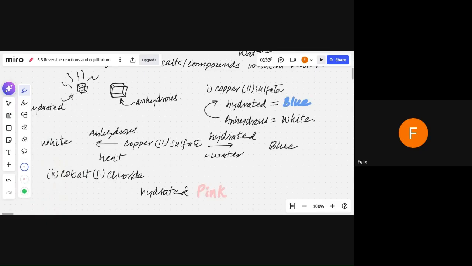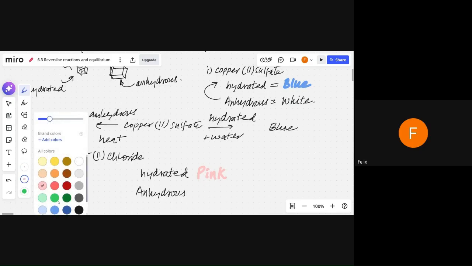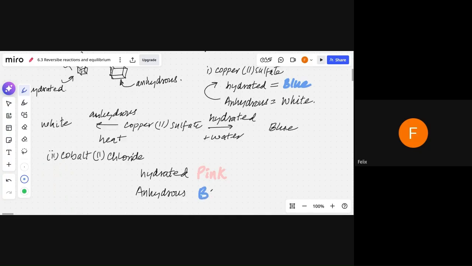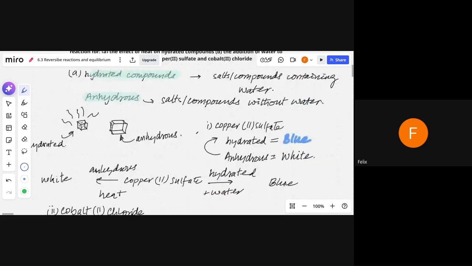And anhydrous, it's blue, right? This one is a bit tricky. It is not colorless, right? Both the forms are colored. So anhydrous, without water, is blue, and when water is added to cobalt 2 chloride, it turns pink. So remember this. Again, this is a memory-based question. So okay, let me write the equations for you guys as well.